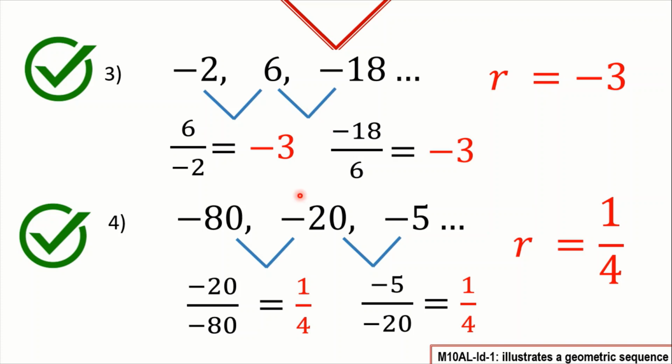So, kung mapapansin ninyo, itong dalawa ay geometric sequence, ano? Kapag ang common ratio nila ay positive, anong meron sa signs ng mga terms? Pare-pareho. Okay, it's either pare-parehong positive or pare-parehong negative. Pero kapag ang common ratio ay negative, ang sign ng terms natin ay alternate. So, negative, positive, and so on, o kaya positive, negative, negative. So, pwede ninyong gawing clue yon sa common ratio.